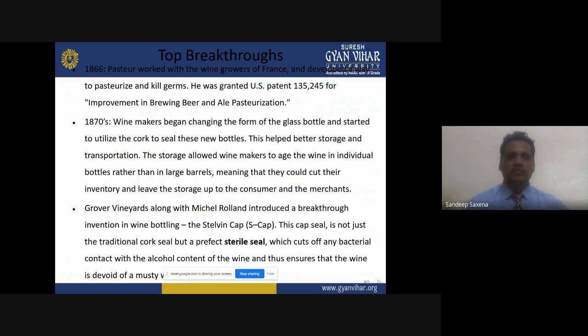Grover Vineyards, along with Michel Rolland, introduced a breakthrough invention in wine bottling: the stelvin cap. The cap seal is not just a traditional cork seal, but a perfectly sterilized seal which cuts off any bacterial contact with the alcohol content of the wine and thus ensures that the wine is not tainted or musty.